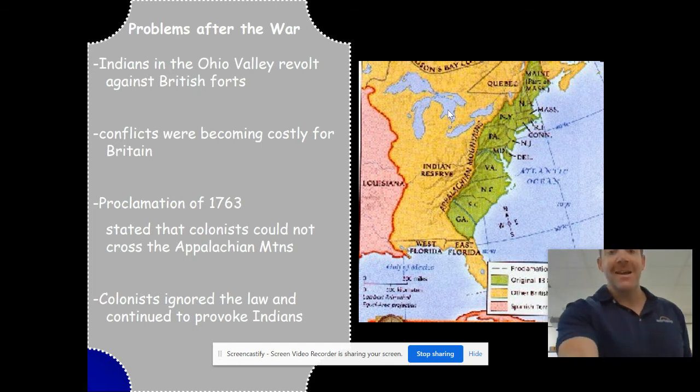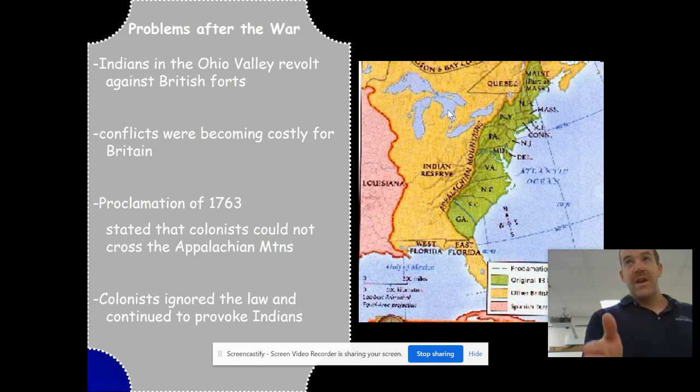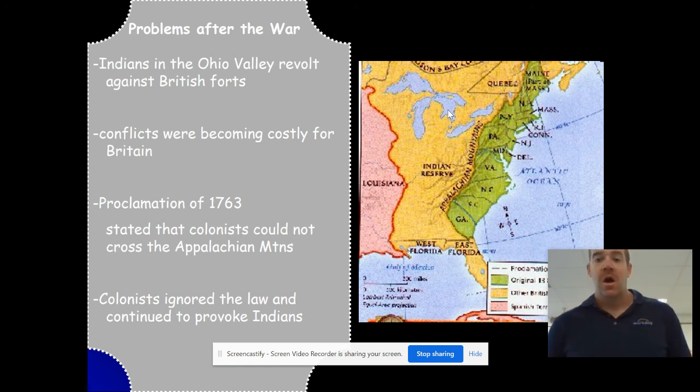All right. The next thing is that the British were heavily in debt because of the war, and that's part of the reason why they did not want the colonists to go past the Appalachian Mountains, because they didn't want more conflict. Because guess what? Wars cost money; they're not cheap. Trust me.